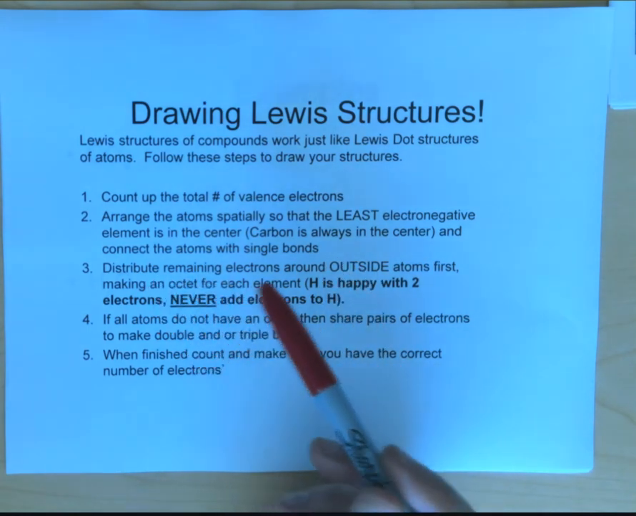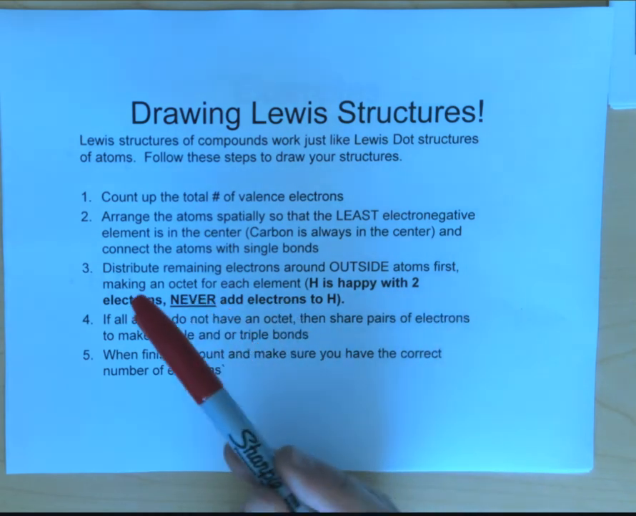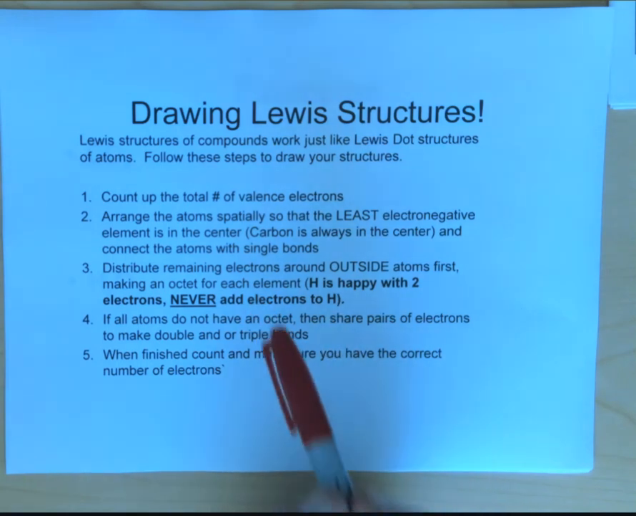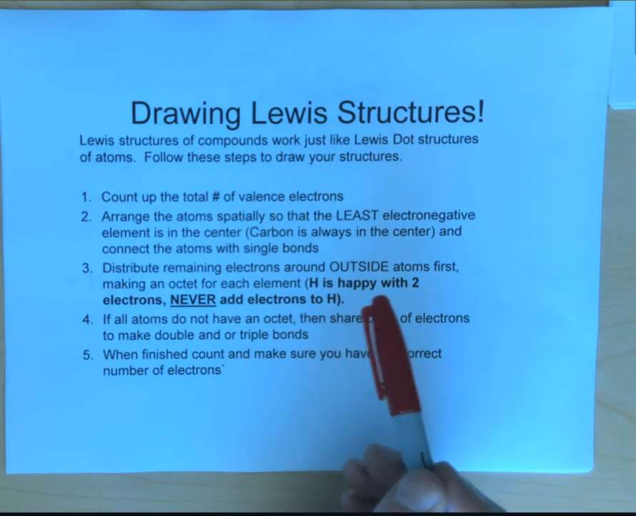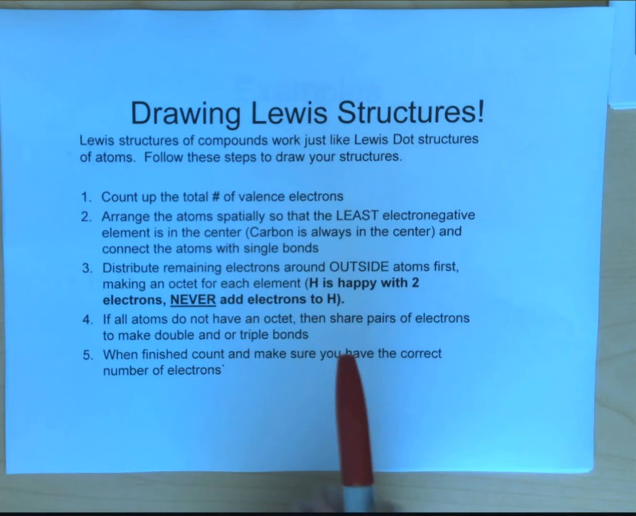So then we're going to distribute the rest of the electrons on the outside atoms first, making sure that we have an octet or 8 electrons around every element. Please note, because a full shell for hydrogen is 2 electrons, hydrogen is perfectly happy with 2 electrons, and we're never going to add electrons to hydrogen.